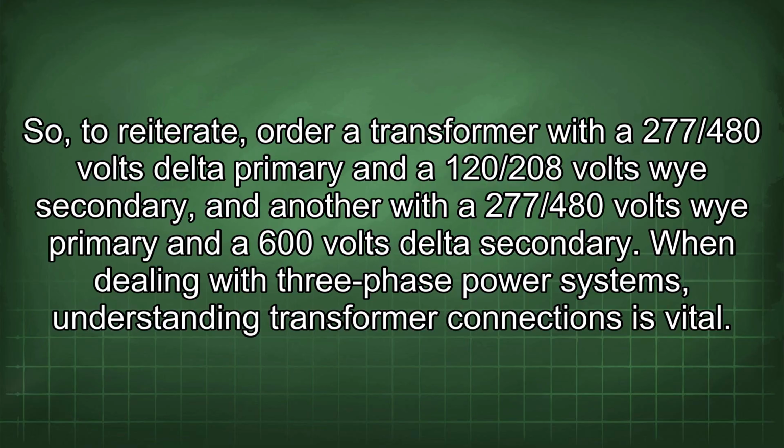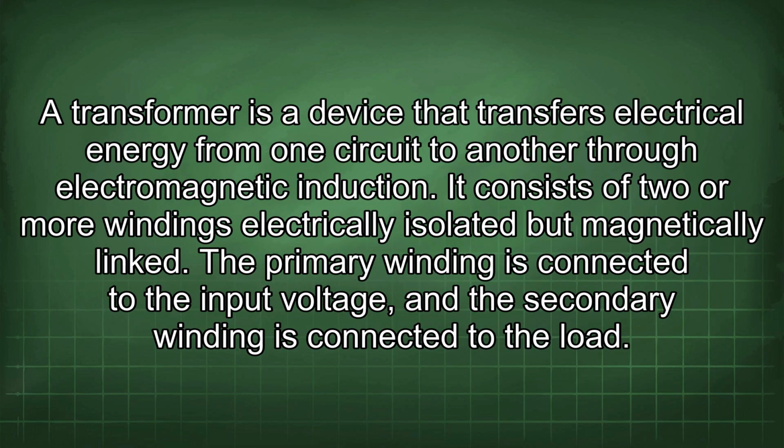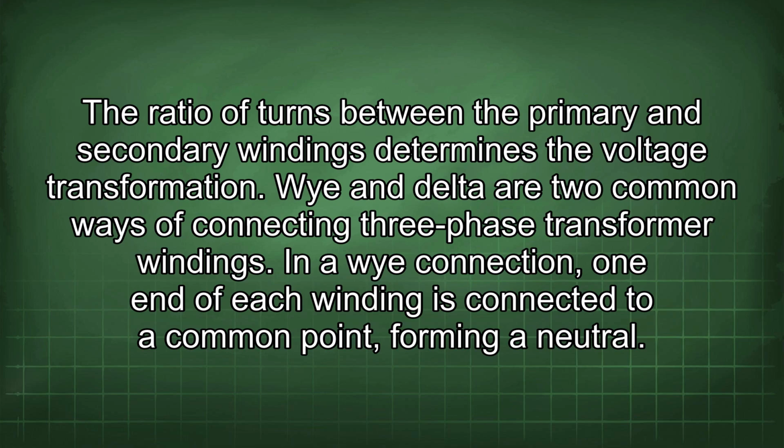When dealing with three-phase power systems, understanding transformer connections is vital. A transformer is a device that transfers electrical energy from one circuit to another through electromagnetic induction. It consists of two or more windings electrically isolated but magnetically linked. The primary winding is connected to the input voltage, and the secondary winding is connected to the load. The ratio of turns between the primary and secondary windings determines the voltage transformation.